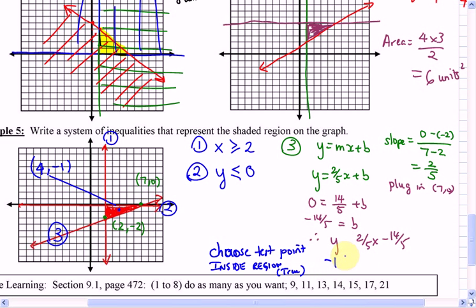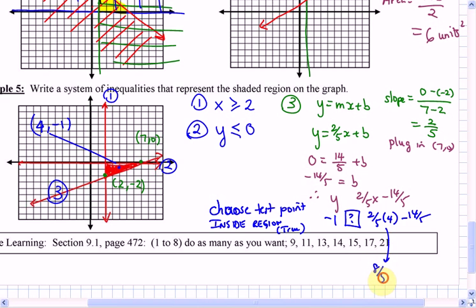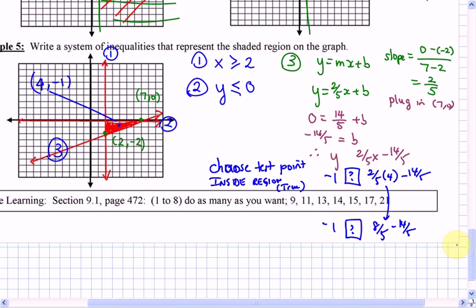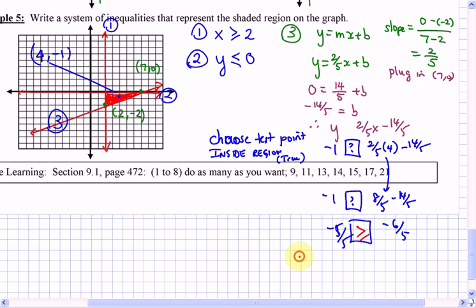So negative 1, some sort of inequality sign, 2/5 times 4 minus 14 over 5. Oh, let's write out of space. That's 8 over 5 minus 14 over 5. 8 minus 14, what's that? Negative 6 over 5, negative 1. Which one's bigger? Well, that's negative 5 over 5. Seems to be that's bigger. So now you know the inequality sign must be bigger or equal to. And therefore the equation for the third one is y is greater or equal to 2/5 x minus 14 over 5. Done.